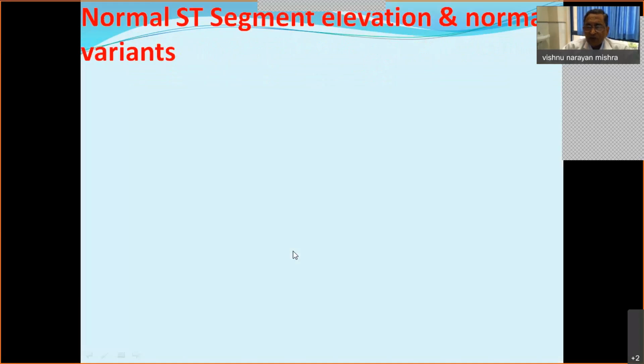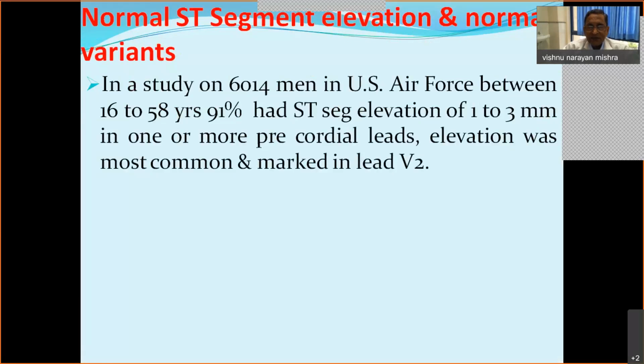Now, before going to conditions which can mimic, let us see what are the normal ST segment elevation and normal variants. You will be surprised that a good number of young healthy individuals have ST segment elevation in lead V1 or rather lead V2. In a study of more than 6,000 men in the US Air Force, between 16 and 58 years of age, 91% had ST segment elevation of 1 to 3 millimeters in one or more precordial leads. Elevation was most common and marked in lead V2.